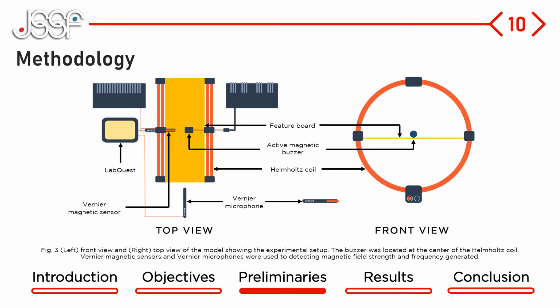To confirm the model, we experimented by setting up a three-way Helmholtz coil to provide the external magnetic field. Then the TOGOT 5-volt electromagnetic active buzzer is placed on the feature board in the center of the Helmholtz coils in the direction that the magnetic field points toward and outward from it. After that, we adjust magnetic field strength in steps of 0.5 millitesla at a time, from 0 to 3 millitesla.